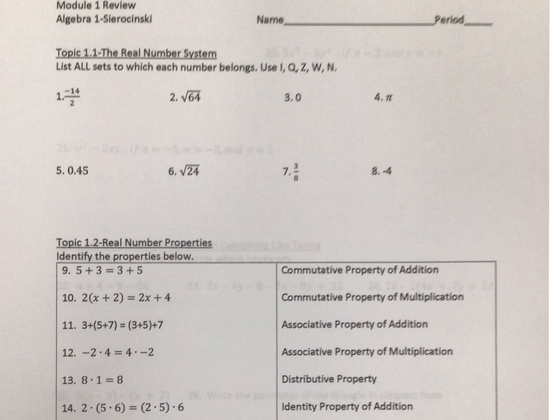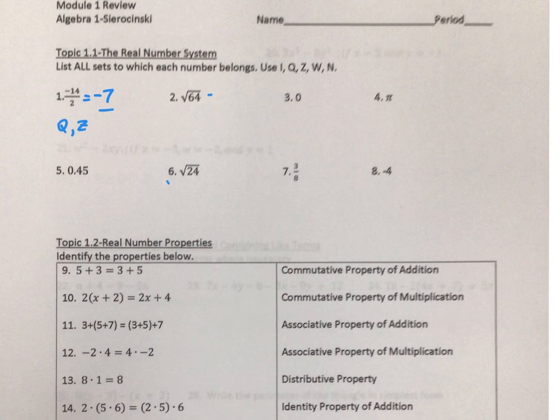Topic 1.1, the real number system. List all sets to which each number belongs. I stands for irrational, Q is rational, Z is an integer, W is a whole number, and N is a natural number. For our first example, we have negative 14 divided by 2, which is negative 7. Negative 7 is rational and an integer.